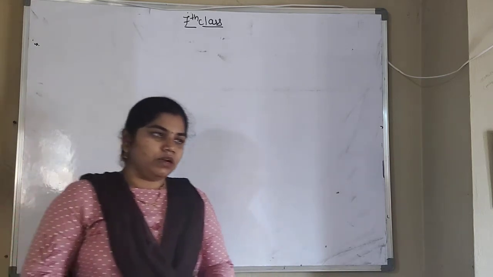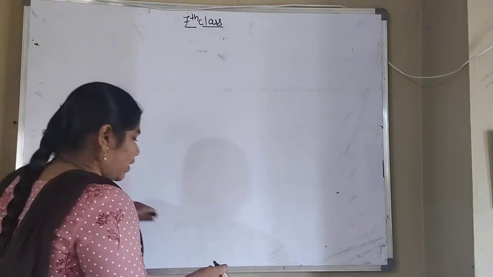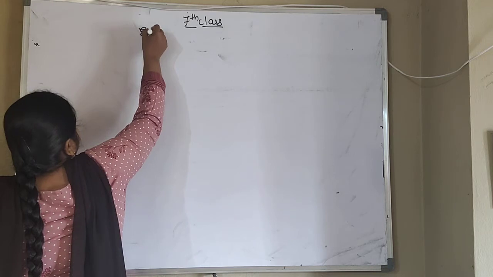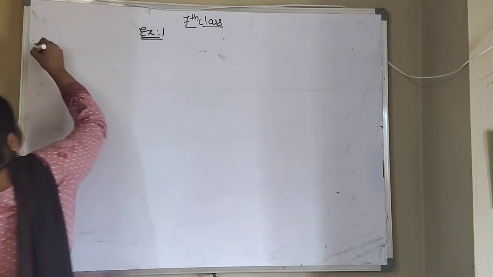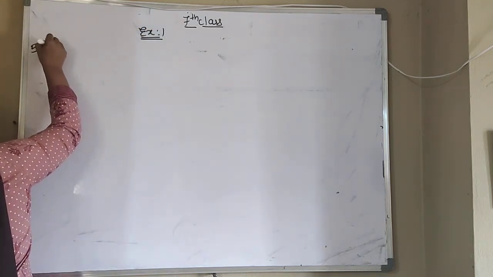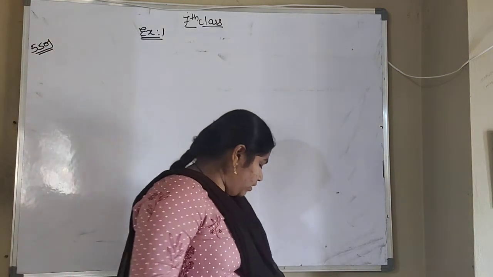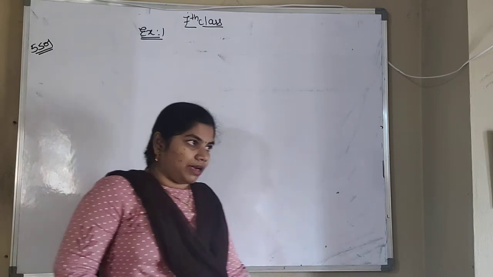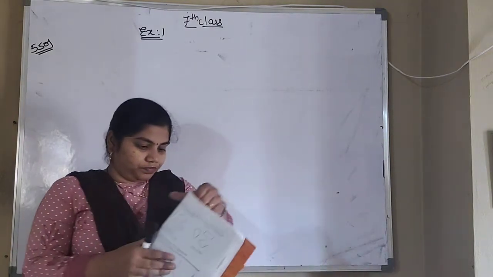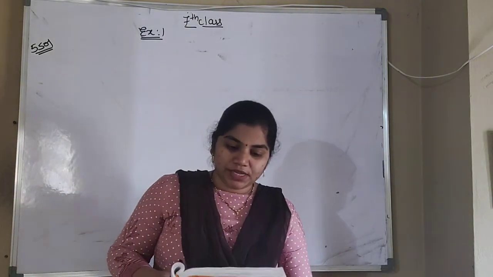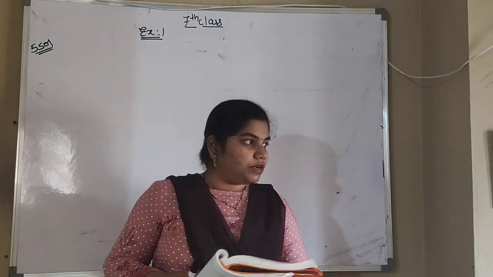So good morning everyone. Next in exercise 1 we are doing our fifth problem. Fifth solution. So what is the fifth one? In a quadrilateral the angles are x degrees, x plus 10 degrees, x plus 20 degrees and x plus 30 degrees.